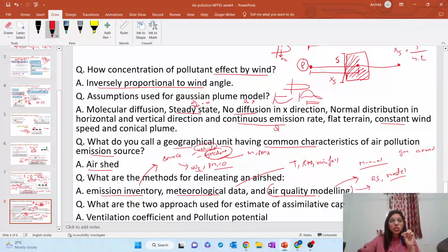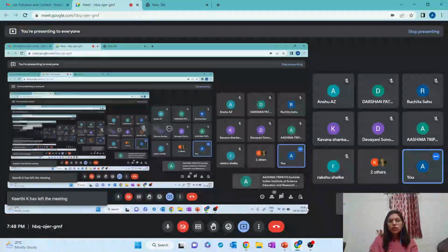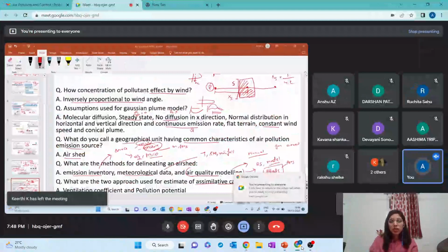Now the last question is about the assimilative approach, assimilative capacity. Now, what is assimilative capacity? It is the amount of pollutant that can stay in the atmosphere, which can be below the threshold limit. Okay. So for example, NAAQS, the National Ambient Air Quality Standards, have devised a threshold for each pollutant, right? They have devised a threshold for each pollutant.